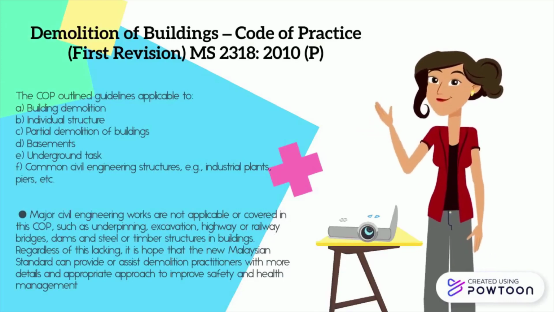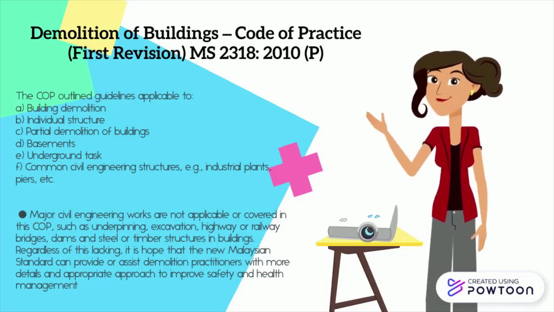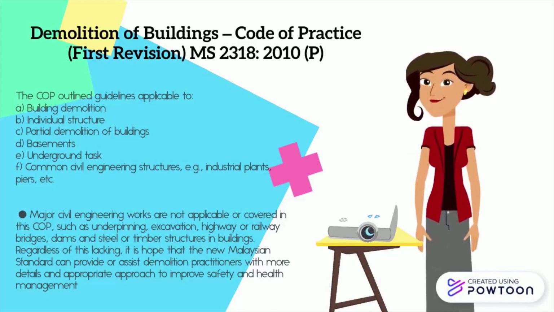The COP outlined guidelines applicable to: A. Building demolition. B. Individual structure. C. Partial demolition of buildings. D. Basements. E. Underground tank. F. Common civil engineering structures, e.g. industrial plants, piers, etc. Major civil engineering works are not applicable or covered in this COP, such as underpinning, excavation, highway or railway bridges, dams, and steel or timber structures and buildings. Regardless of this lacking, it's hoped that the new Malaysian standard can assist demolition practitioners with a more detailed and appropriate approach to improve safety and health management.